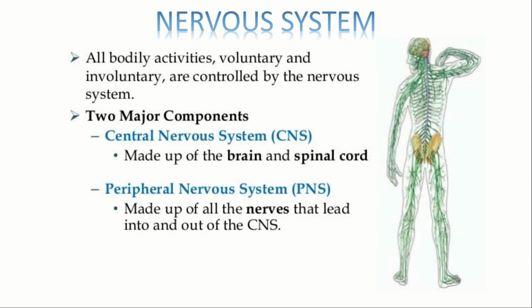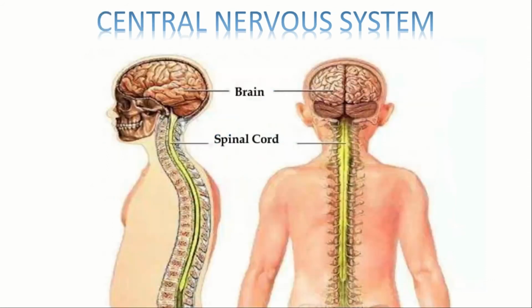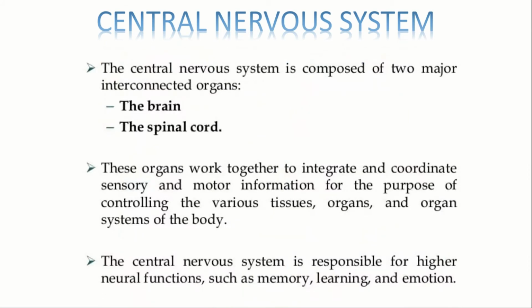Next one is the peripheral nervous system, PNS, made up of all the nerves that lead into and out of the CNS. So this is basically the central nervous system, brain and spinal cord. The central nervous system is composed of two major interconnected organs, the brain and the spinal cord. These organs work together to integrate and coordinate sensory and motor information for the purpose of controlling various tissues, organs and organ systems of our body.